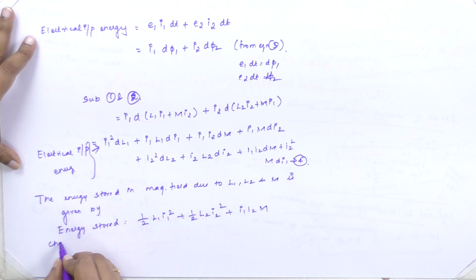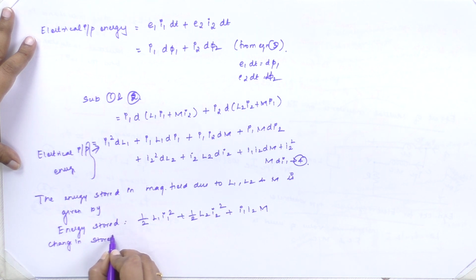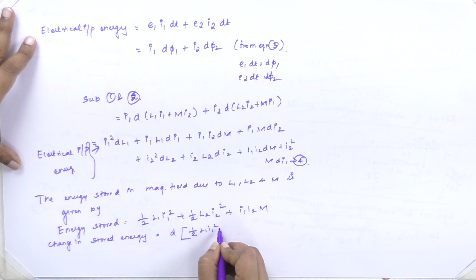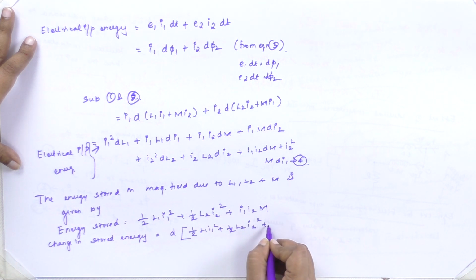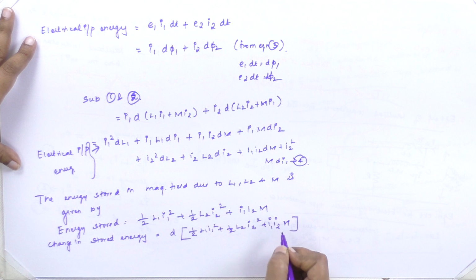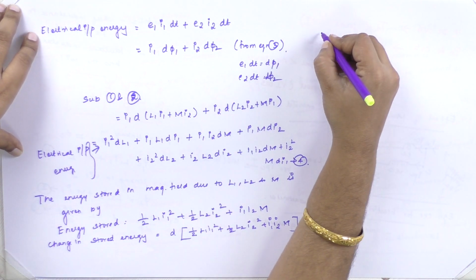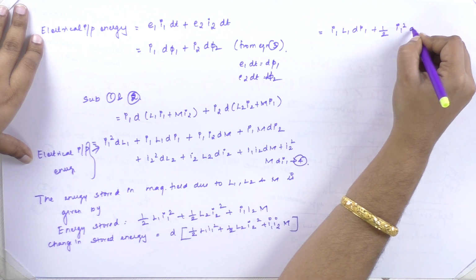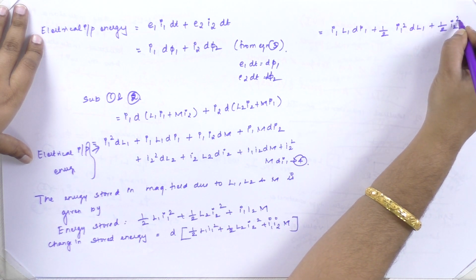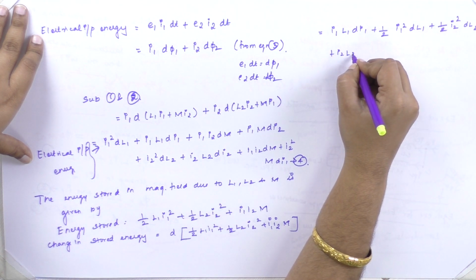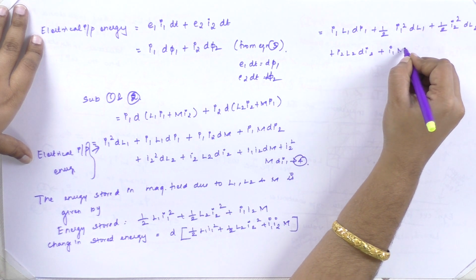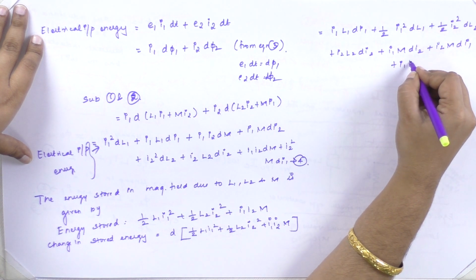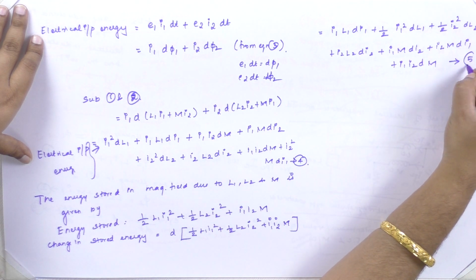Now I have to find the change in stored energy, which is d of half L1 I1 square plus half L2 I2 square plus I1 I2 into M. By differentiating this equation, we will get I1 L1 dI1 plus half I1 square dL1 plus half I2 square dL2 plus I2 L2 into dI2 plus I1 M dI2 plus I2 M dI1 plus I1 I2 into dM. Let me take this as equation number 5.